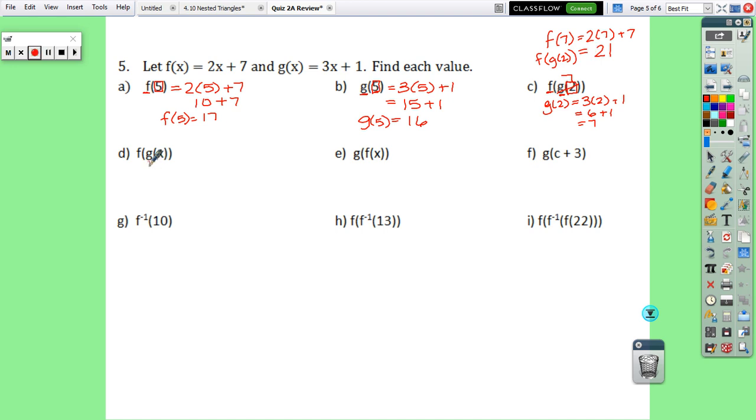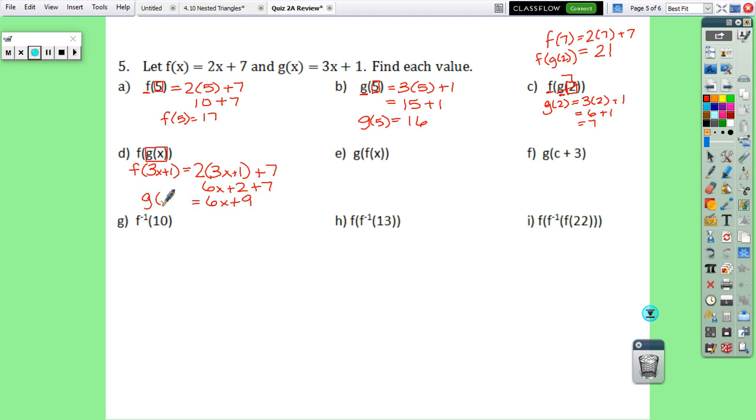Okay, on this one, what they're saying is that if we take g of x and plug it into the f function. So here's g of x, and we're going to take that and plug it into the f function. So we would have f of 3x plus 1, which means that wherever we see an x in the f function, we're going to plug that in. So 2 times 3x plus 1 plus 7. So distribute: 6x plus 2 plus 7, and then combine like terms.